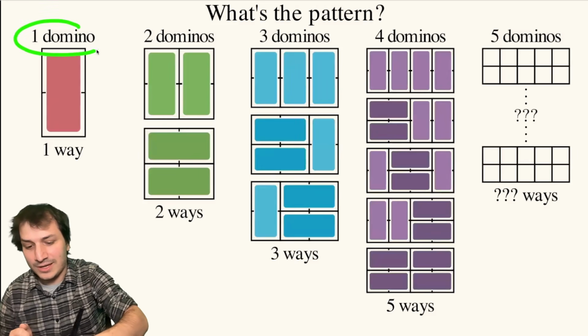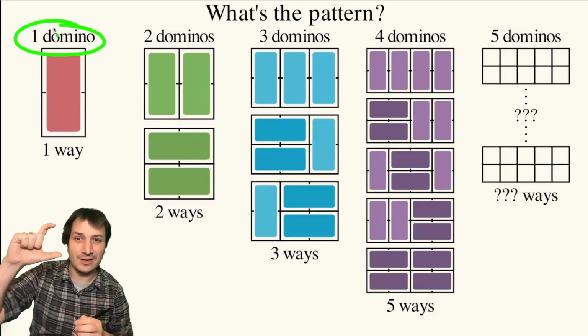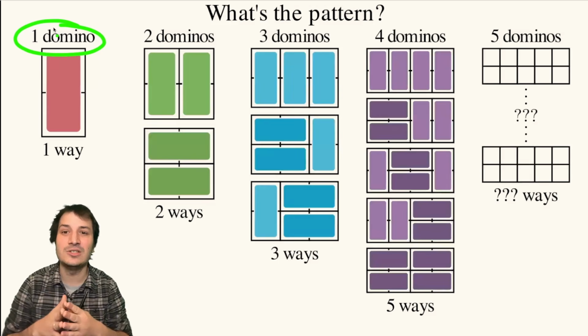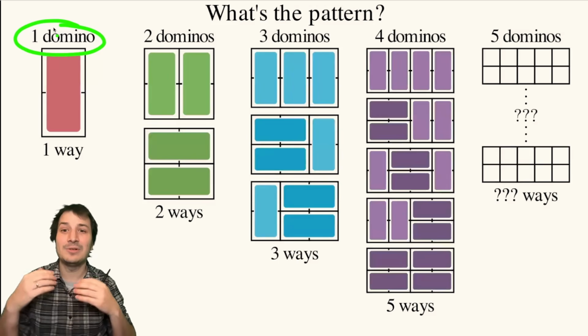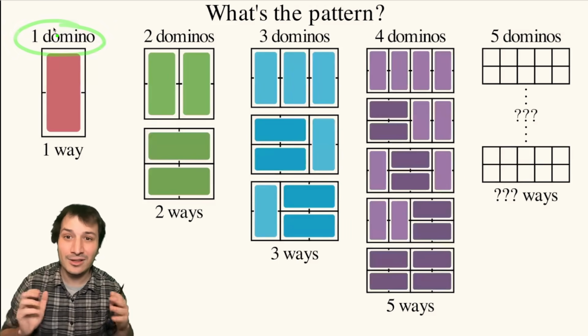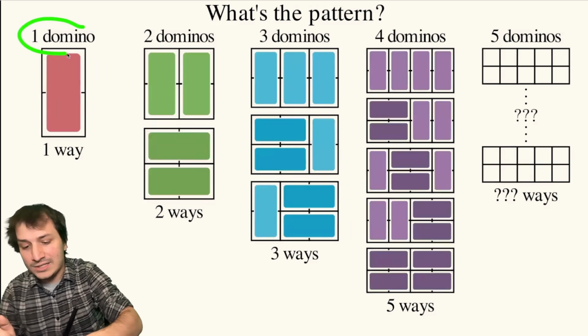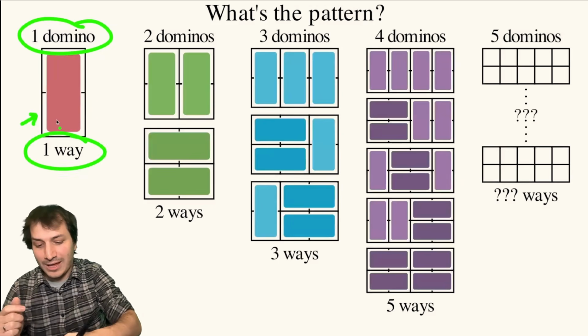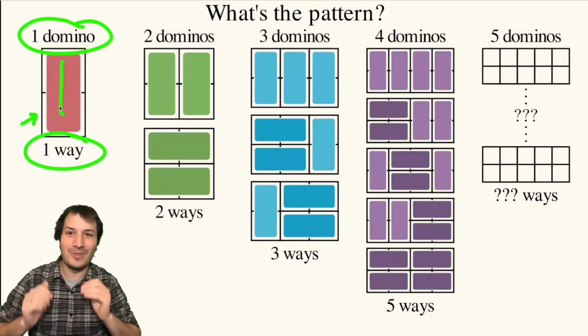So a domino is a little 2x1 rectangle. It's like two squares that have been glued together. And we are counting the number of ways to do something with these dominoes. In particular, we're counting the number of ways to tile a certain region. If you have one domino, the region we're tiling is just the shape of one domino, and there's only one way. You've got to put the domino vertically right there where it goes.